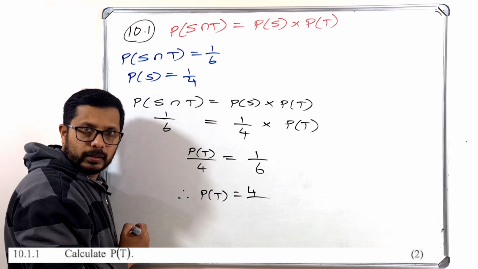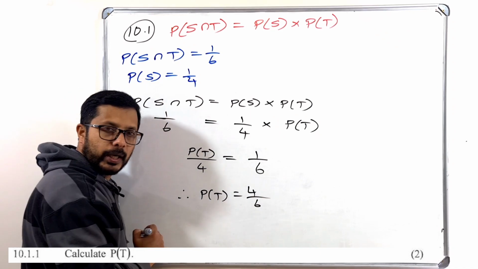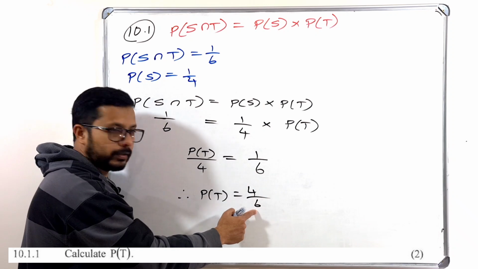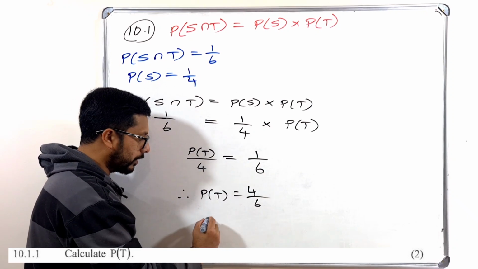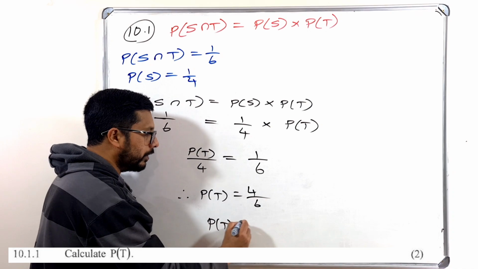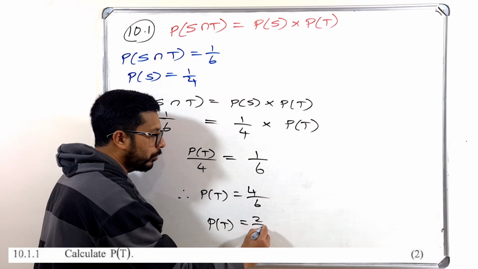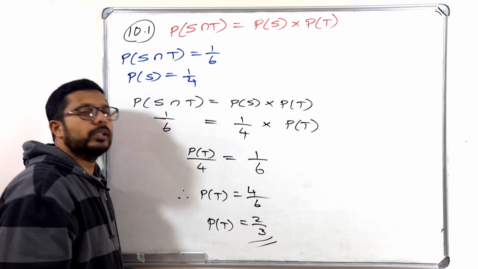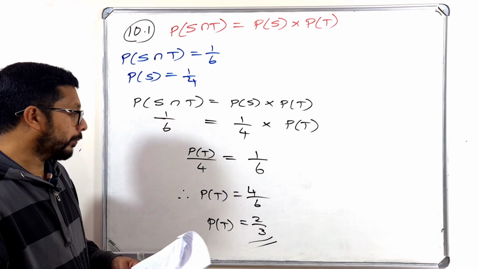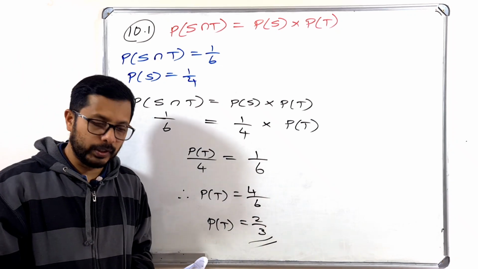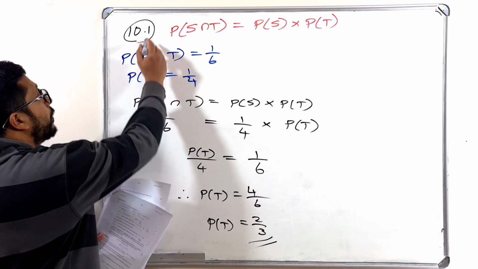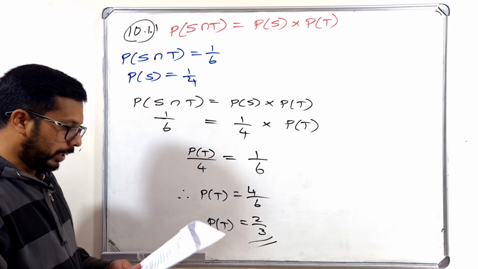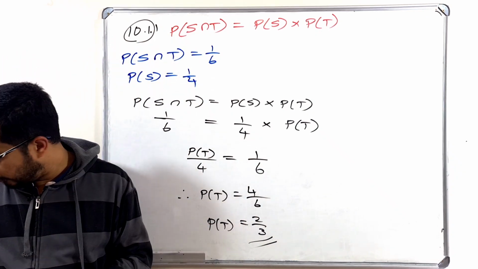1 times 4 is 4 divided by 6. Okay, 4 times 1, that is 4 divided by 6. Therefore the probability of T is equal to, simplified, 2 over 3. So it means that the probability of T is 2 over 3. That is question number 10.1.1. Okay, let's go to 10.1.2.